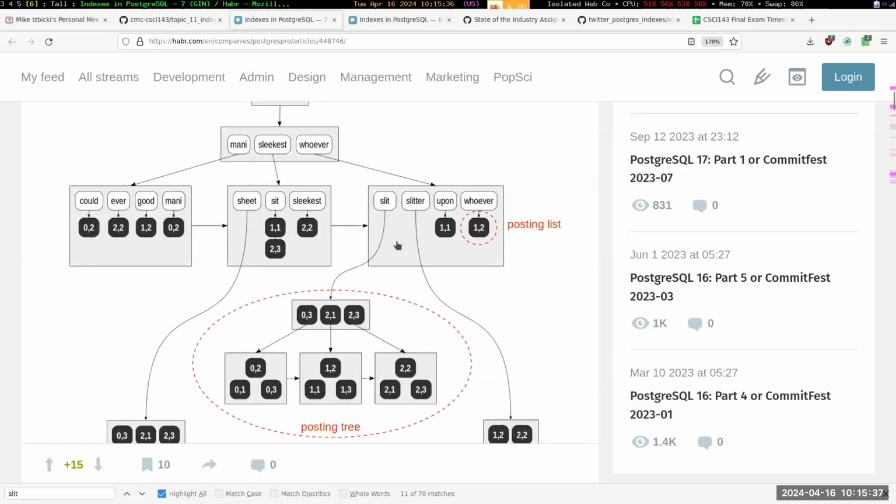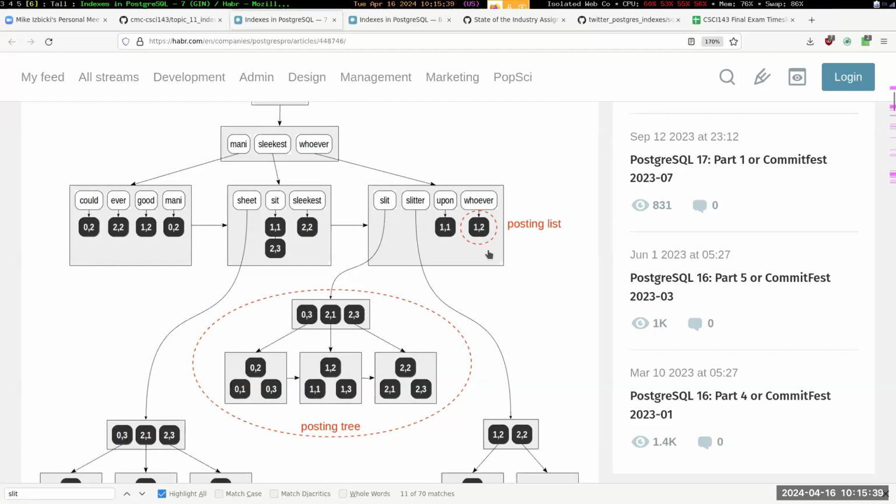We'll talk here in a second about why we have this structure of posting lists versus posting trees, but are there any questions just first about what the structure is? Yes.